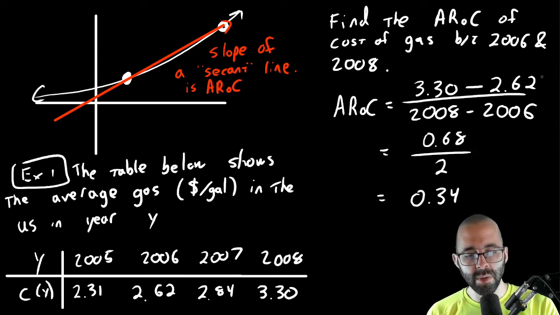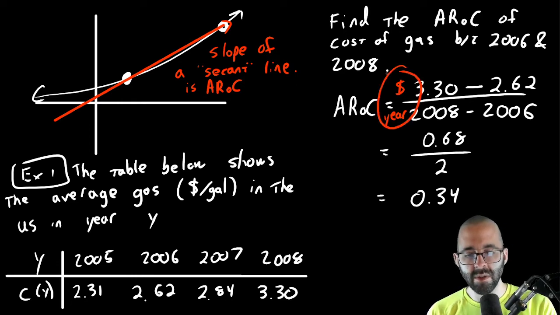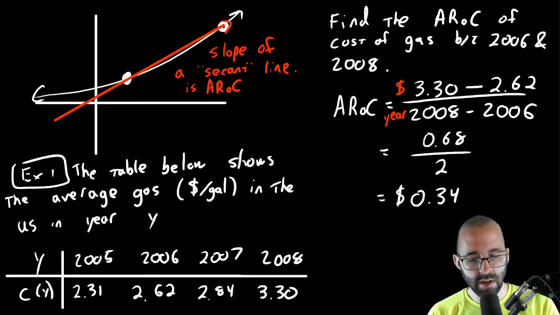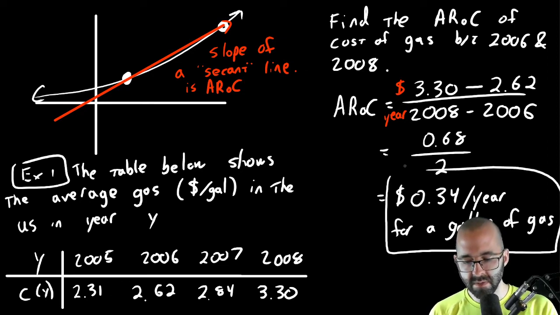Notice that on top, right, 3.30, that's the cost per gallon. On the bottom, that's the year. So our units are right here: dollars divided by years. The average rate of change was 34 cents per year for a gallon of gas. That's the average rate of change.